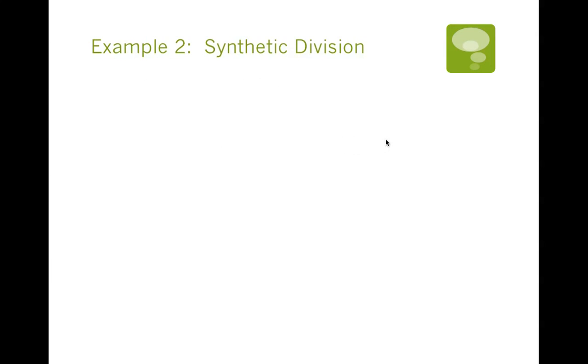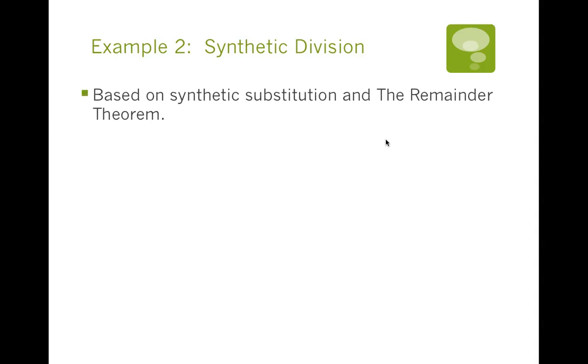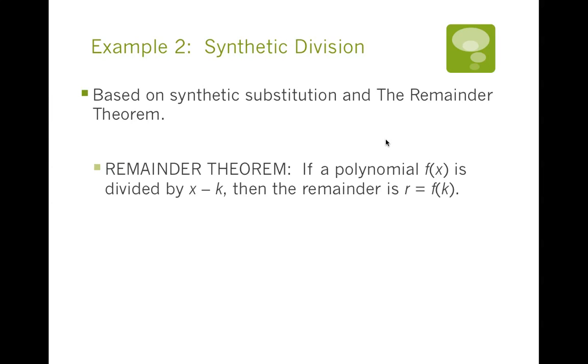All right, now in example 2, we want to take a look at this shortcut method called synthetic division. Synthetic division is based on synthetic substitution and the remainder theorem. The remainder theorem says if a polynomial f of x is divided by x minus k, then the remainder is r equal to f of k. So we're combining what we already were doing with synthetic substitution and what this remainder theorem says is going to happen.